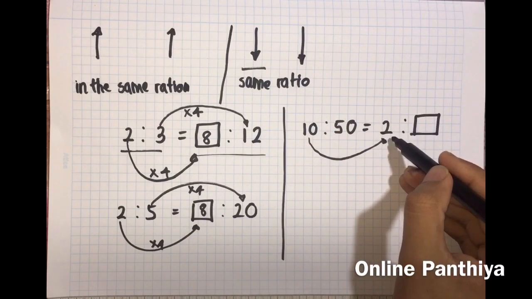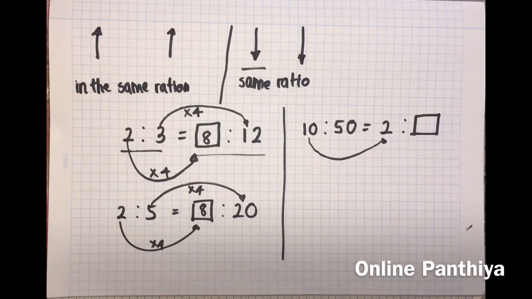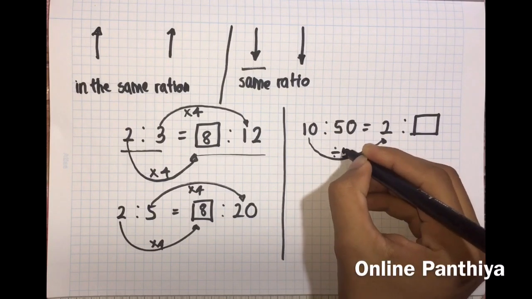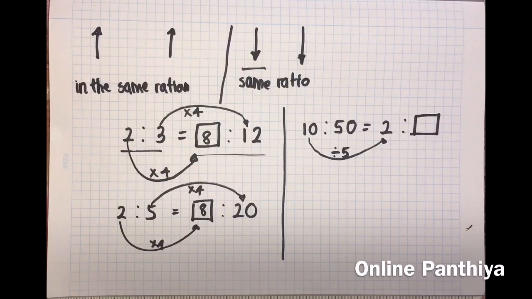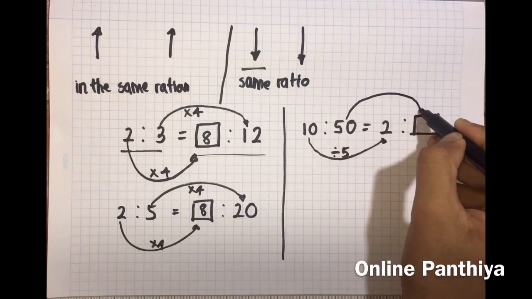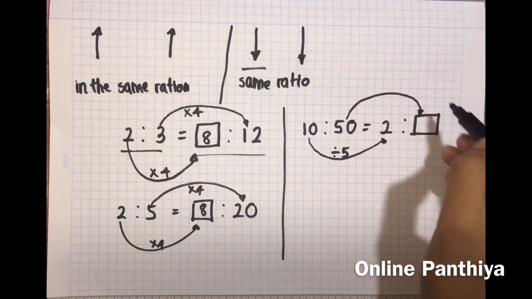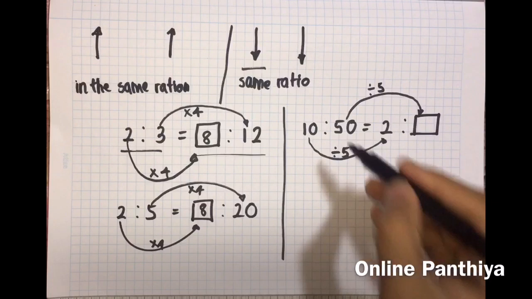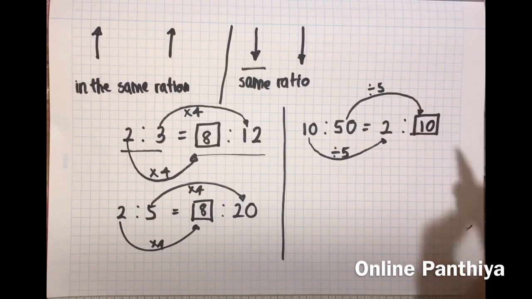How has 10 become 2? Yes, it is divided by 5, right? Okay, it is divided by 5, therefore you get 2. Now this side also, 50 you have to divide by 5 to get the answer. So 50 divided by 5 will give you 10. Was that easy? It's very easy, right? So this is how the questions go on.